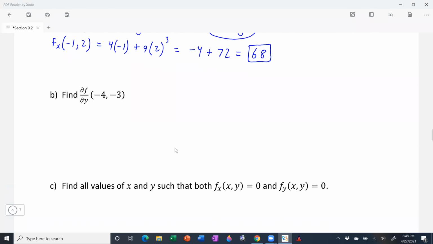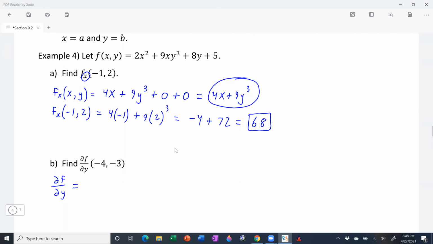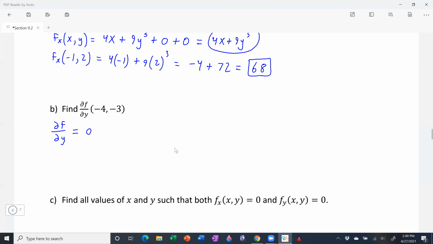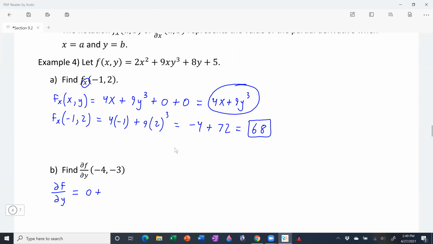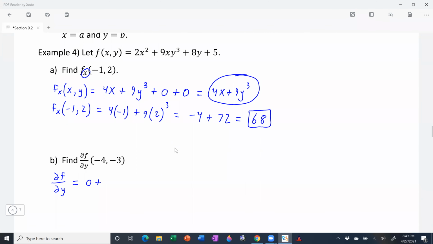Let's work with the other notation here. This is the partial of f with respect to y evaluated at -4, -3. First things first, let's find the partial of f with respect to y. Going back up here, now x is a constant, so the derivative of 2x squared is 0. Then we've got this stuff, got to be a little more careful here because y is the variable. So the 9x is all a constant. And so the power rule of a constant times y cubed, the 3 multiplies down in the front. So that's going to be 27x.